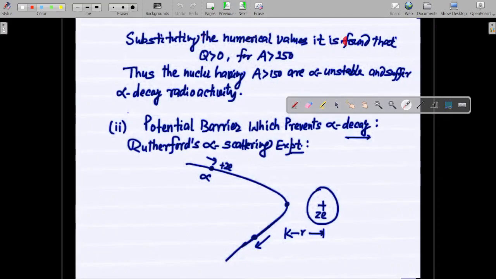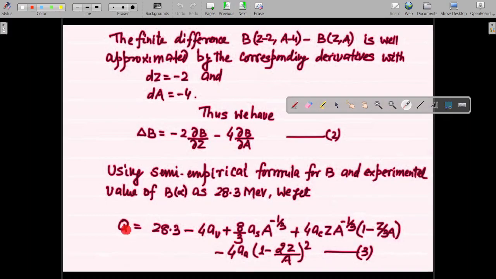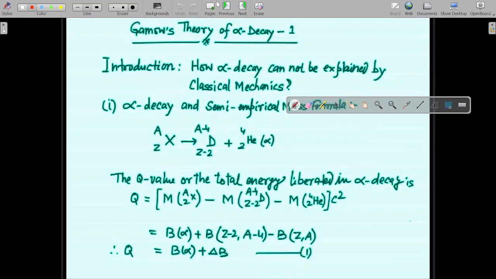Substituting the numerical values, it is found that now, when will the Q value be greater than 0? Let me tell you that the Q value should be greater than 0.